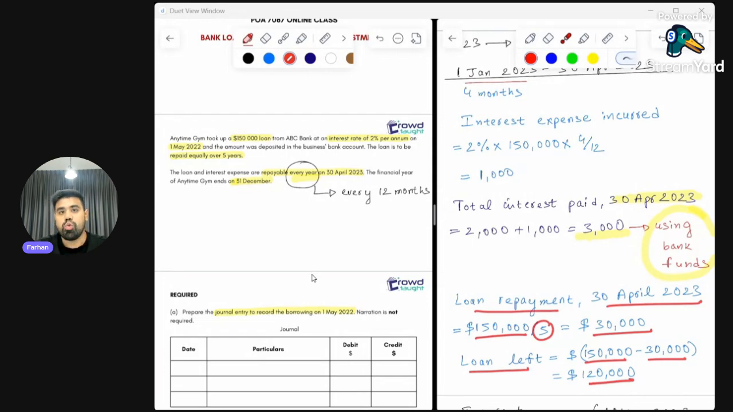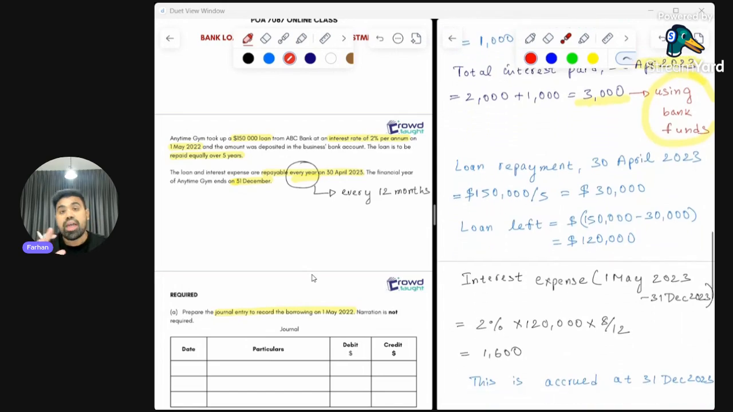Okay? Now, what's next? Now, we will calculate the interest expense for the remaining 8 months of the year, starting 1 May 2023 and ending 31 December 2023. And this interest expense will be calculated on the remaining loan amount of $120,000. So 2% annual rate multiplied by $120,000 remaining loan amount, and then multiplying it with 8 over 12, which are the 8 months from May and until end of 31 December. And altogether, we get $1,600 as the interest expense for the last 8 months in 2023.